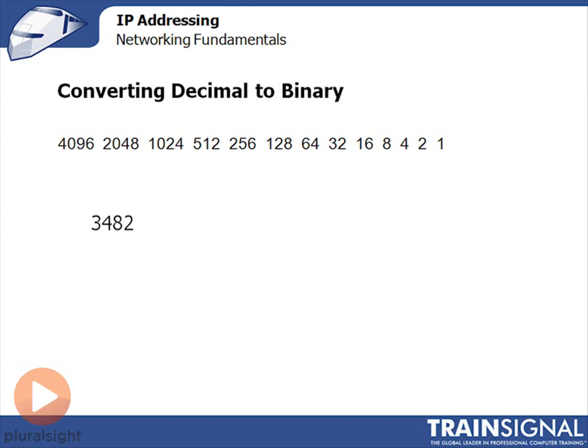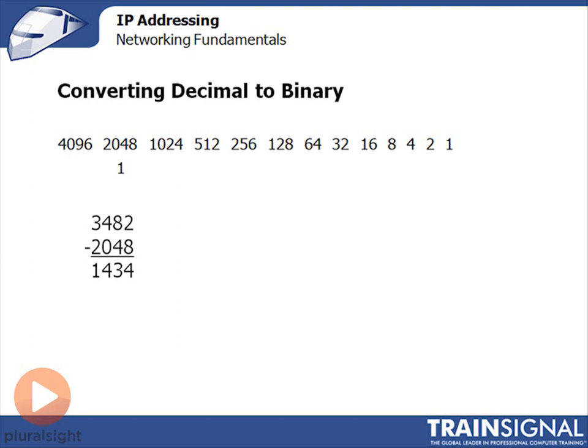Because what you need to do is look for the largest column value that goes into 3,482. And when I got to 4,096, well, that's too big. So the largest column value that goes into 3,482 is 2,048. Now I'm going to put a 1 under there. So I put a 1 under the 2,048 and then subtract that value. Subtract 2,048 from that original 3,482. And that leaves me with a remainder of 1,434.